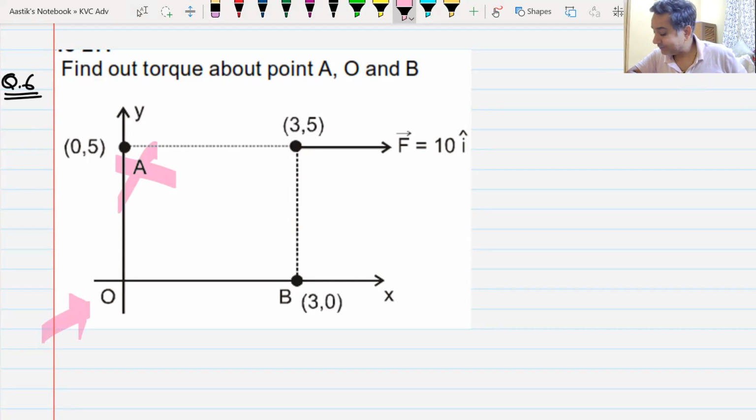It will be simply 10 multiplied by 5. Yes or no? Yes, sir. Anyone got this? Yes or no? Yes, sir.